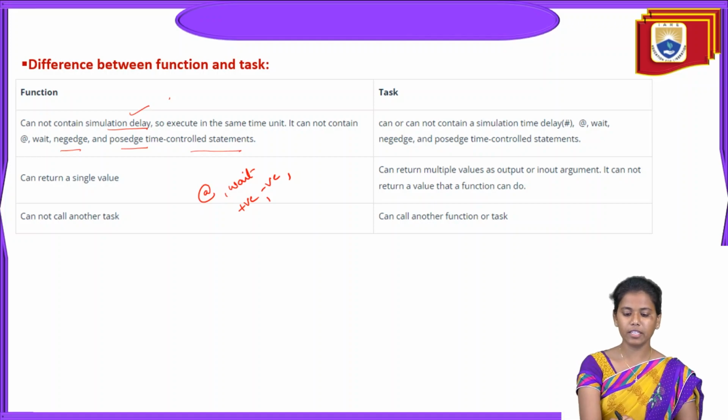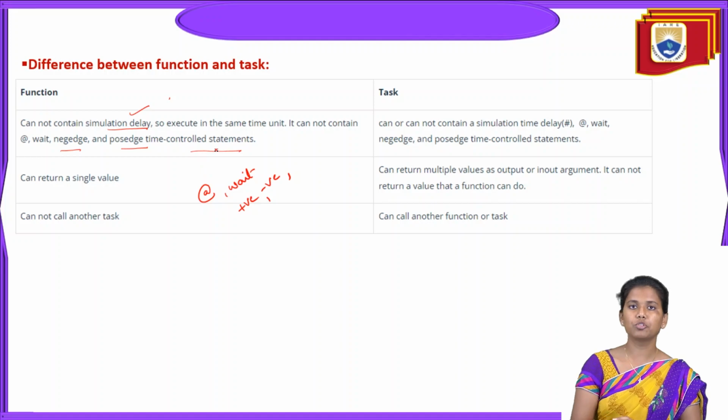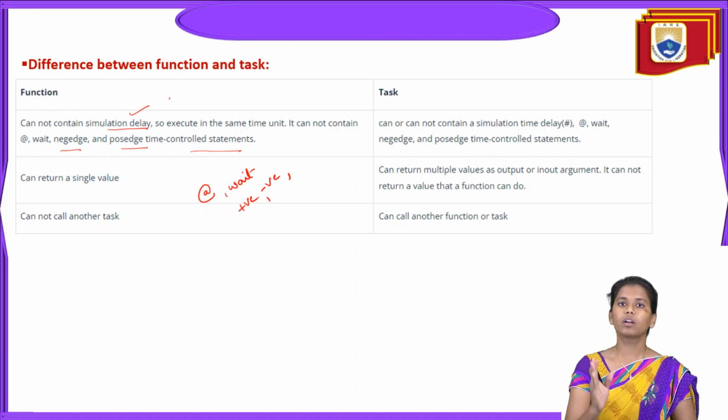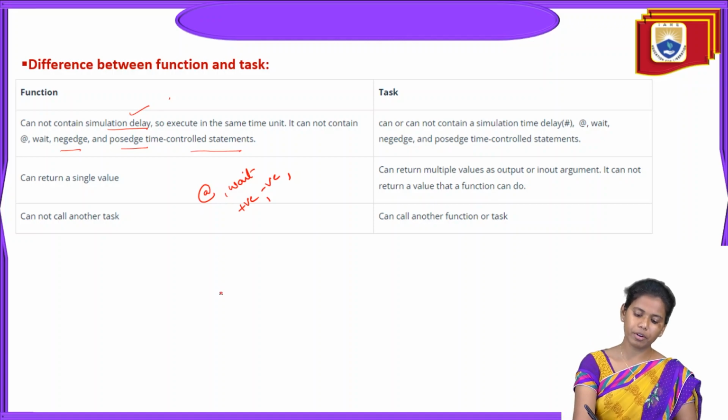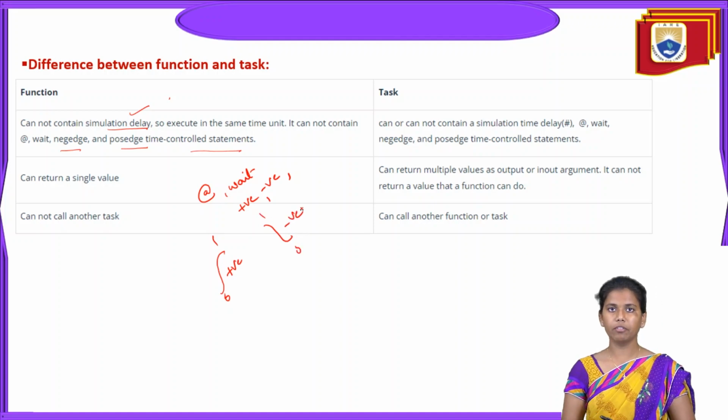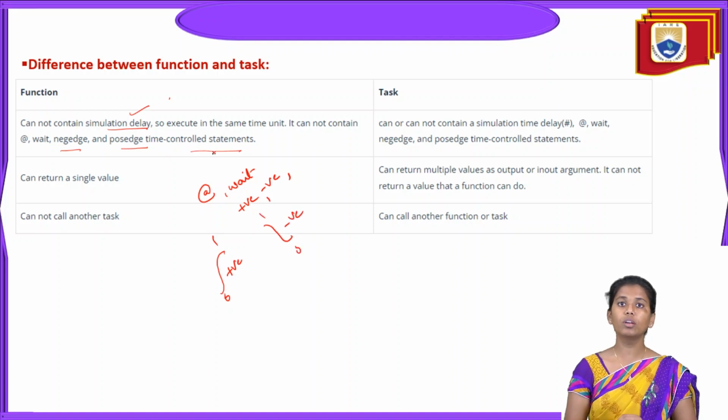So it may not contain the positive edge and negative edge, and also the time control statement. Time control statements always depend upon the edge that you are considering. If you are taking from 0 to 1, then it is a positive edge. If you're considering from 1 to 0, then it is a negative edge. Always it's a time control statement.